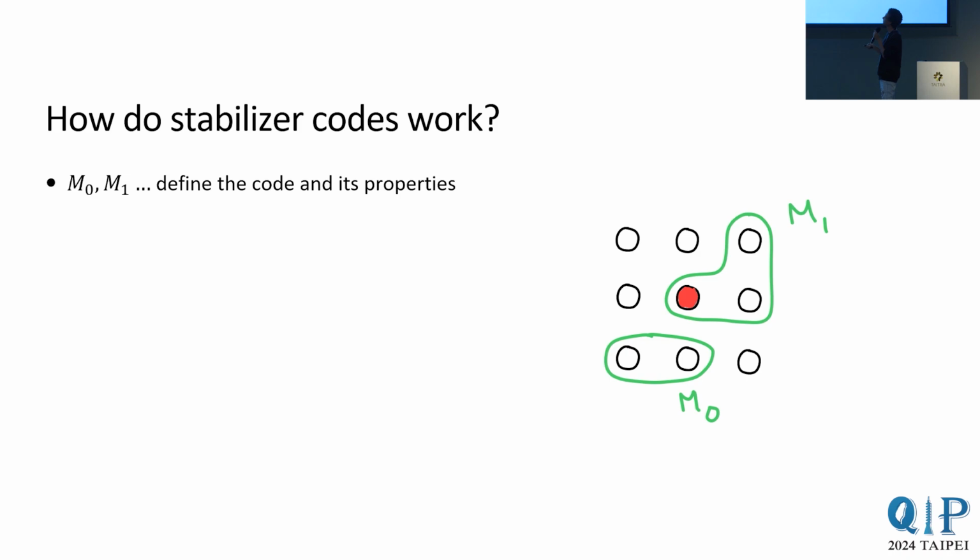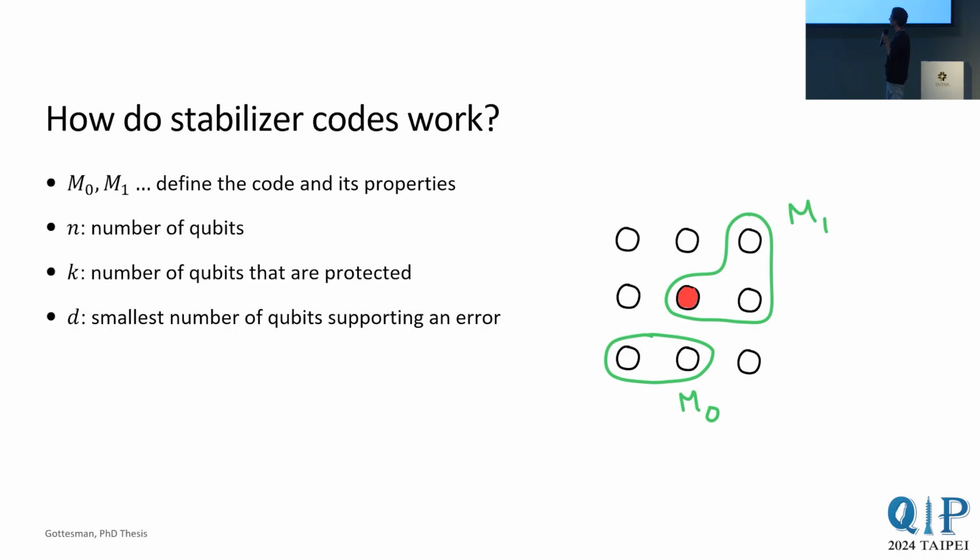So, right, these measurements are going to define the code and its properties. Among all the properties we can consider, we're going to focus on three of these, which are n, the number of qubits you use in your system, k, the number of qubits that are protected, and d, the size of the smallest error that you cannot detect.